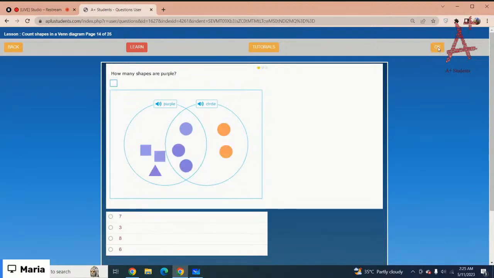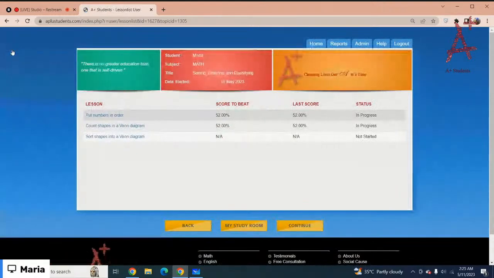Okay, you can complete the test by yourself later today. Let me just move on to the next lesson. The next lesson is sort shapes into a Venn diagram.